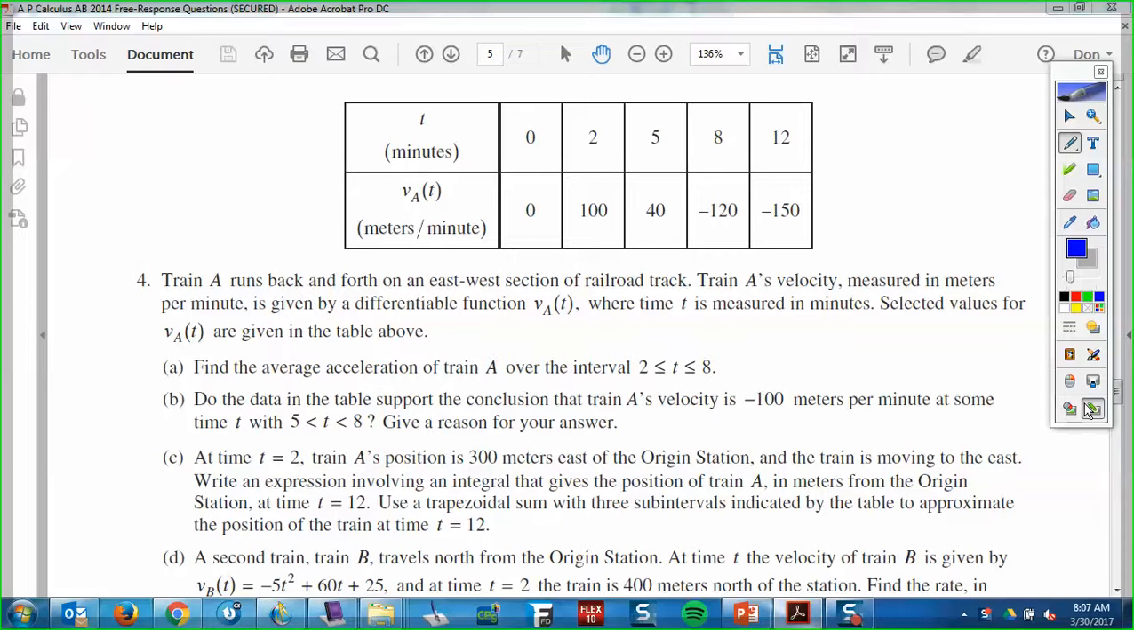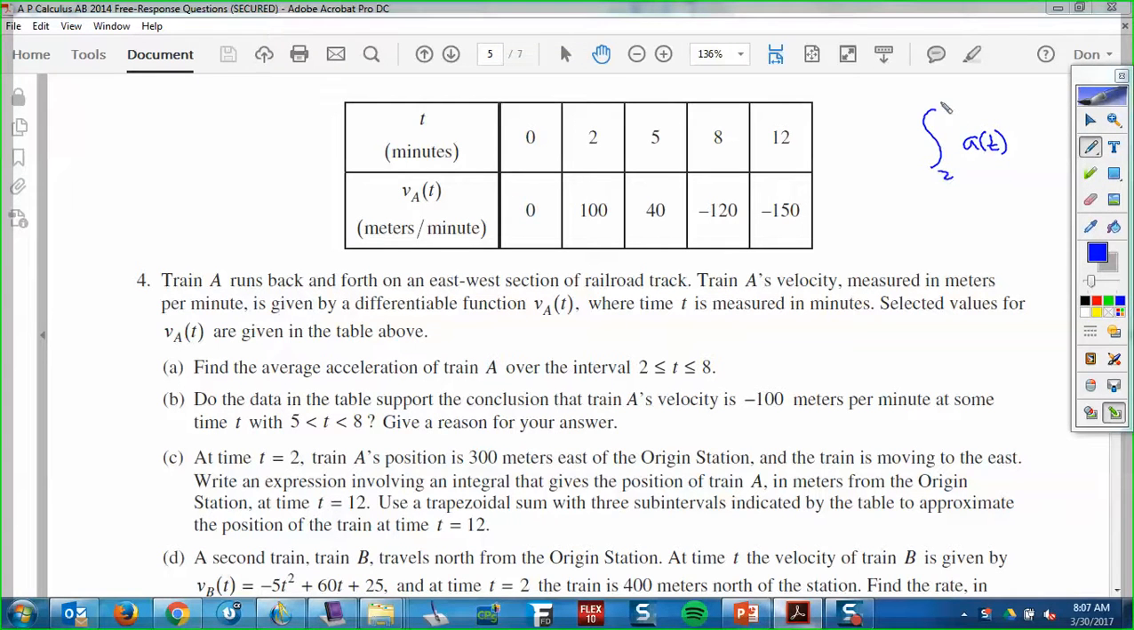Now, if you had an acceleration function, if you'd had an acceleration equation, and they asked for the average acceleration, then that would be that average value formula, right? The integral of the acceleration. And I think I even showed you where those are connected. If they ask for the average acceleration from 2 to 8, that's one way to get it, the average value function.